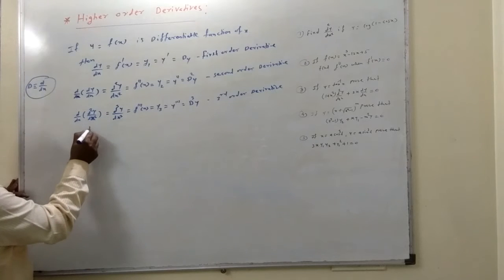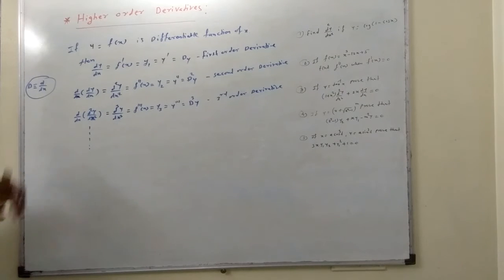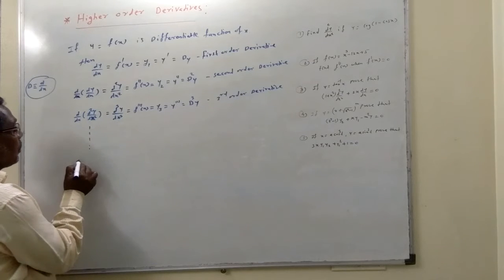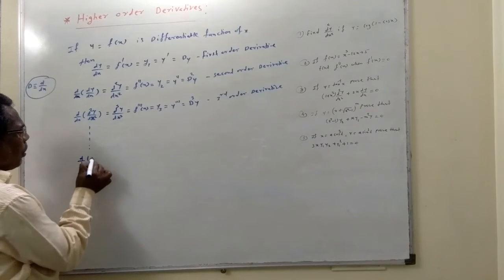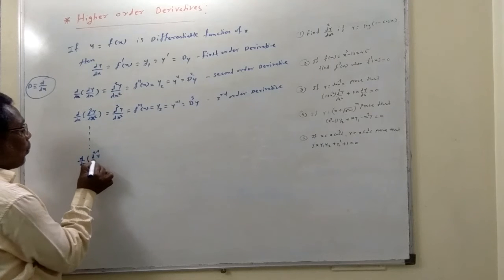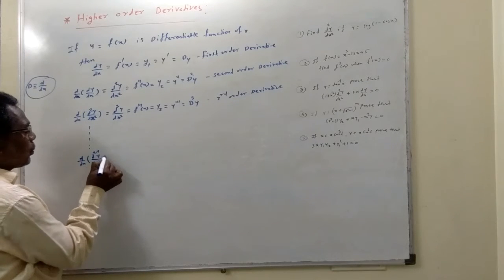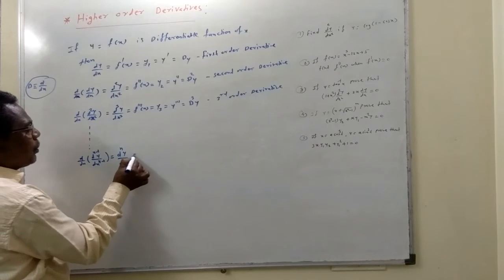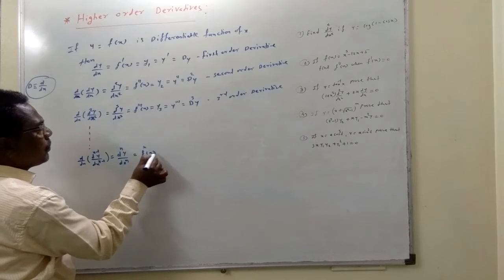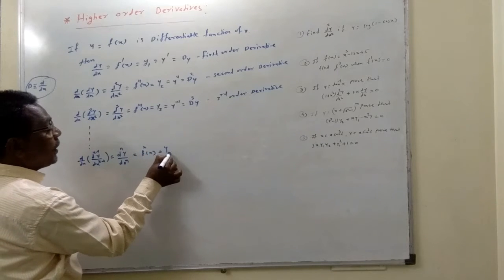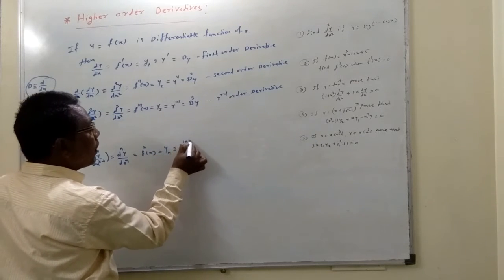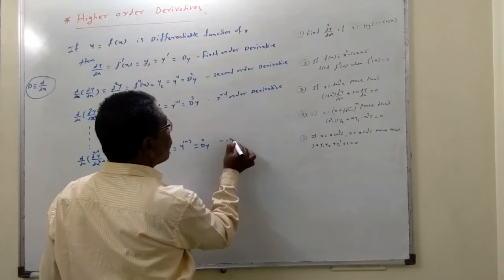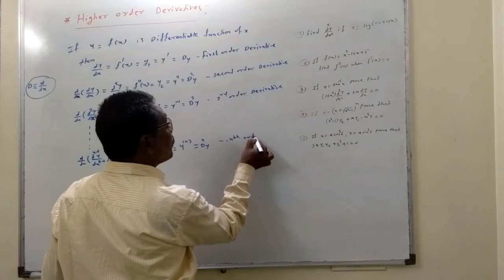In the same manner, we take the derivative again and again. Suppose n times, we get the nth derivative. So d by dx of d to the n minus 1 y upon dx to the n minus 1 is nothing but d to the n y upon dx to the n. We write this as f to the n of x, yn, y of n, or D to the n y. This is the nth order derivative.